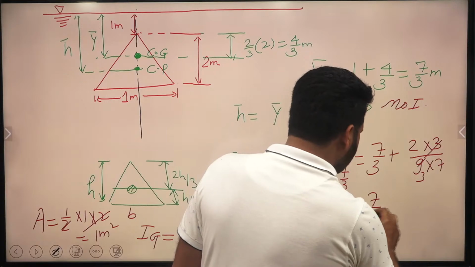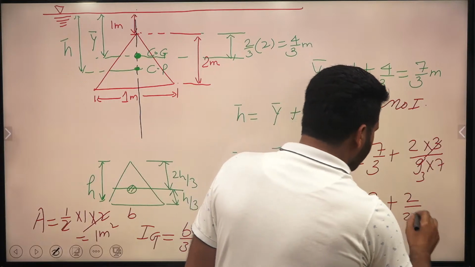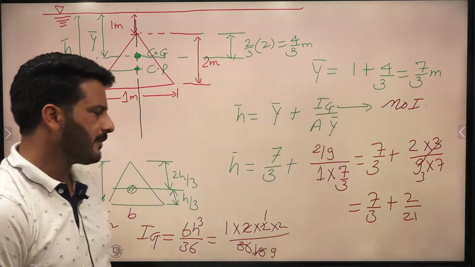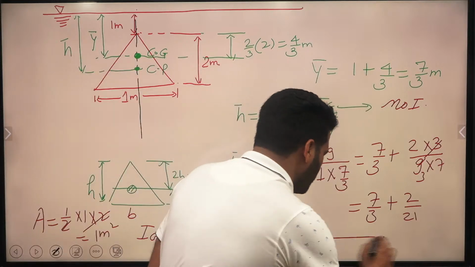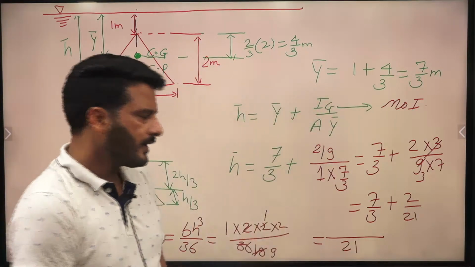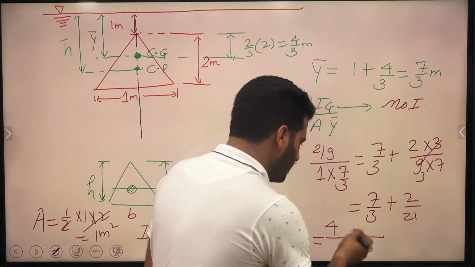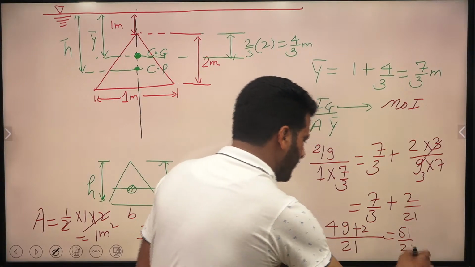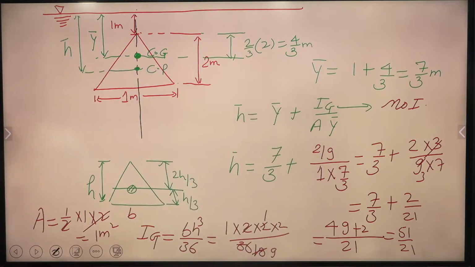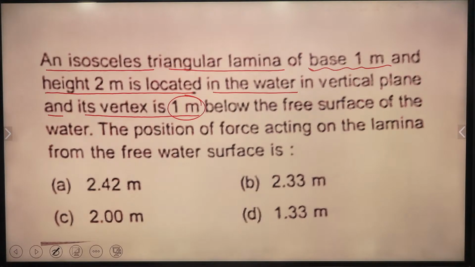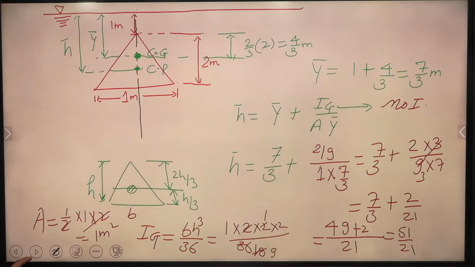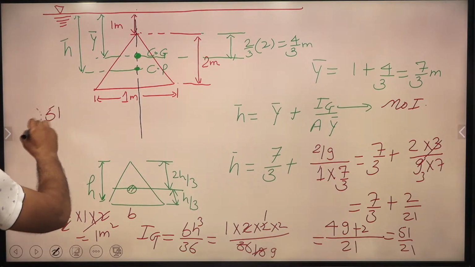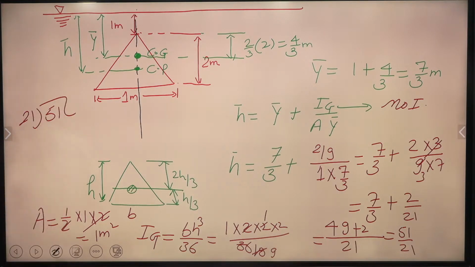So 7 by 3 plus 2 by 21. Guys, just solve it, take its LCM and let me know what is the answer. LCM is coming to be what? 21. So here we have 49 plus 2, which is 51 upon 21. So let us see the option. We have to solve 51 upon 21, so just divide 51 by 21 and let me know what is the answer.